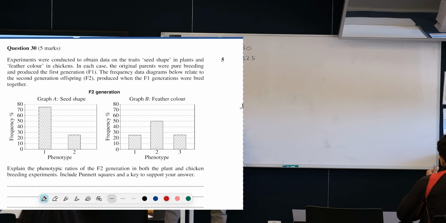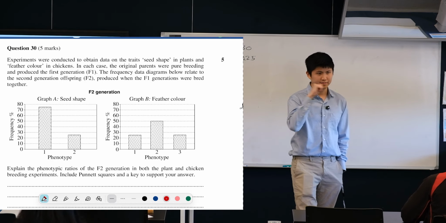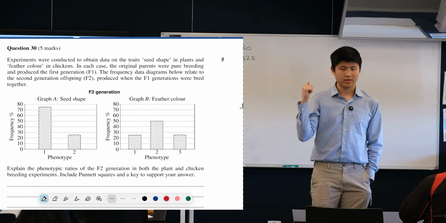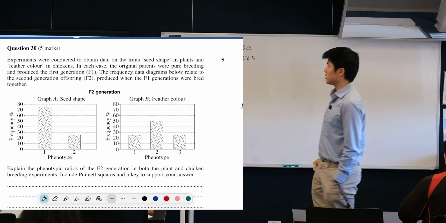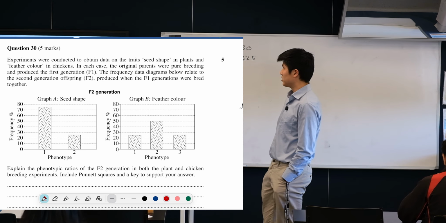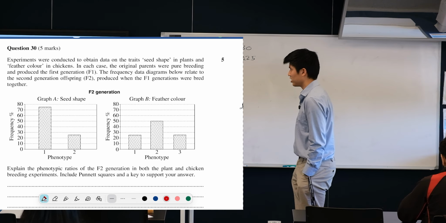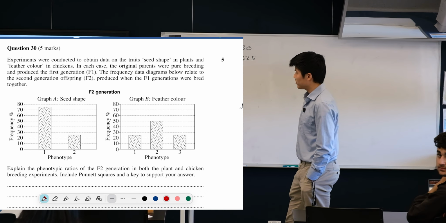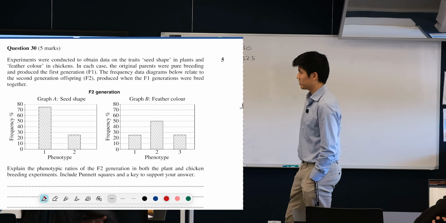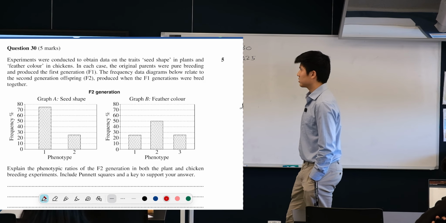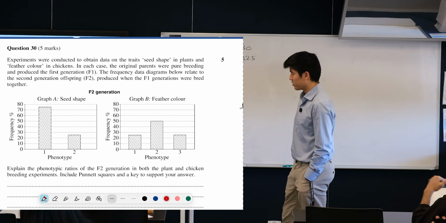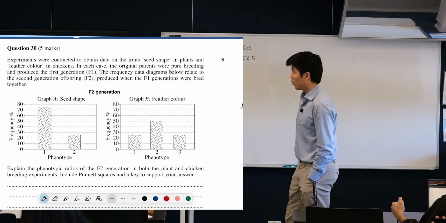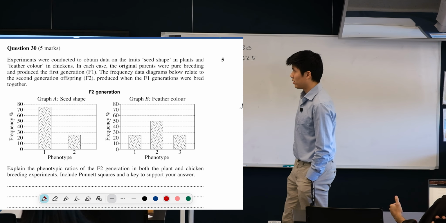All right. Hi, everyone. I'm going to do this question on inheritance. I'll just read it out. Experiments were conducted to obtain data on the traits seed shape in plants and feather color in chickens. In each case, the original parents were pure breeding and produced the first generation. The data diagrams below relate to the second generation offspring produced, F2, when F1 generations were bred together.